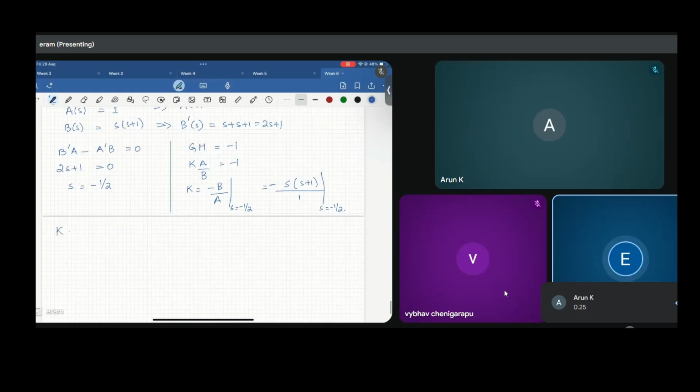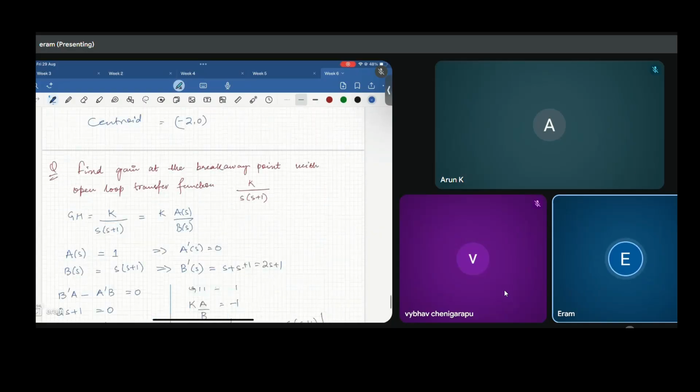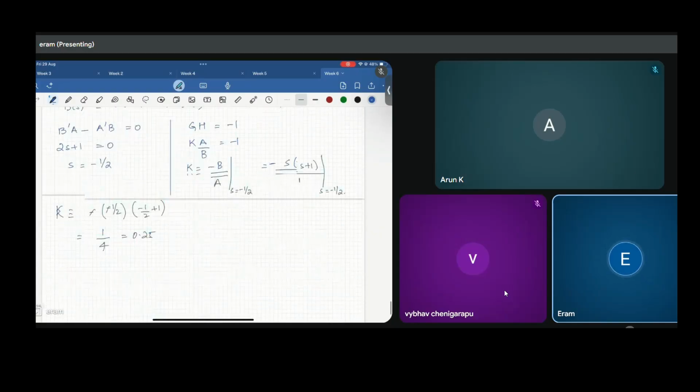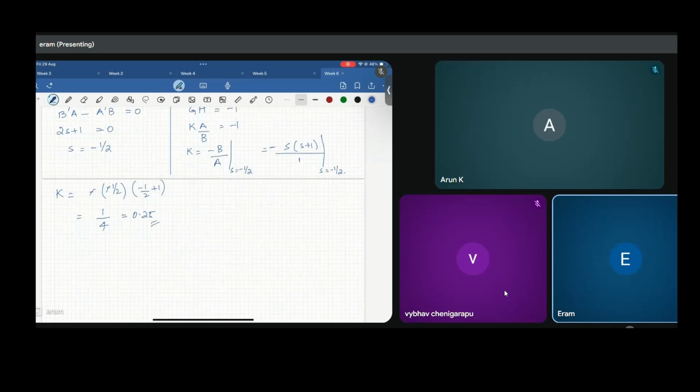So k will be minus of minus half into minus half plus 1. So this is nothing but 1 by 4, that is 0.25. So the value of k, that is the gain at the breakaway point, is 0.25. Okay. We'll solve one last question.